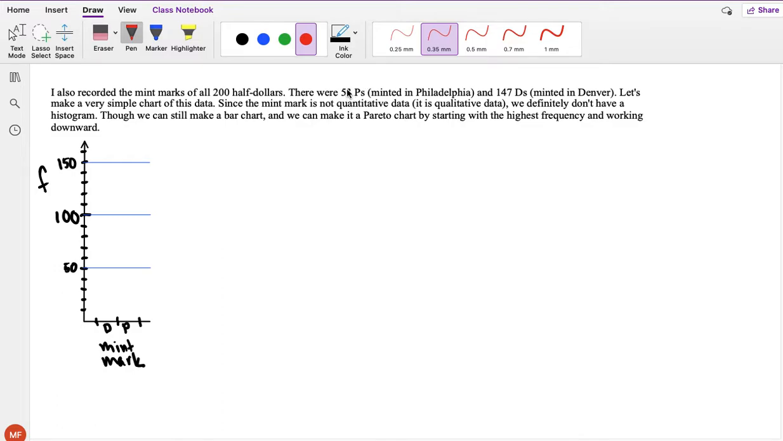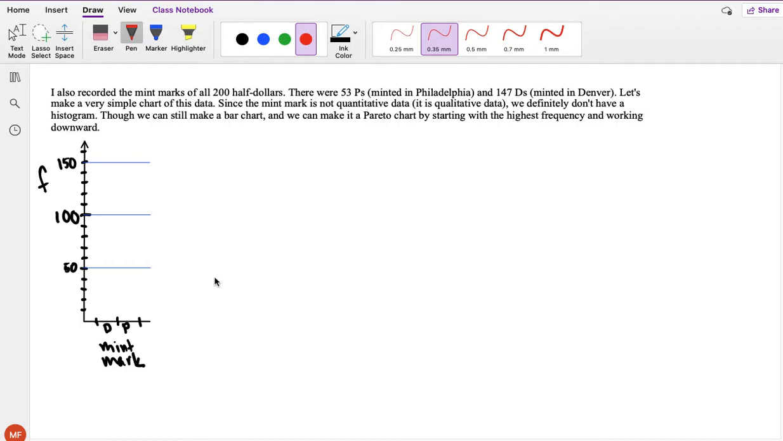marks. Okay, there were 53 of the half dollars that had P mint marks, which means it was minted in Philadelphia. There were 147 of them that had D mint marks, which means they were minted in Denver. And so we're going to make a chart with this. Now, P and D, that is qualitative data. It's not quantitative data. So the chart we get is definitely not a histogram. Histograms are when you chart quantitative data, and the y-axis is frequency, and then there's a few other requirements. So in this case, we definitely don't have a histogram, but we can still make something similar.